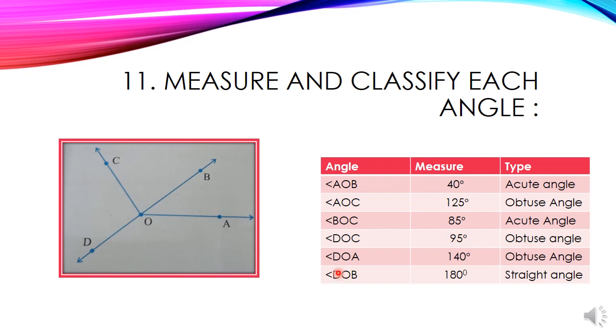And angle DOA. One arm you keep along the baseline, read the other arm at C, and you will get it as 140 degree, more than 90 degree, so it is obtuse angle. And last one, angle DOB. See children, it is a straight angle, so it is 180 degree. Type of the angle is straight angle. Okay children.